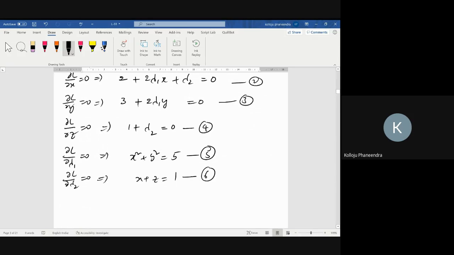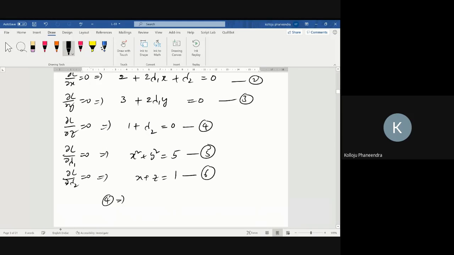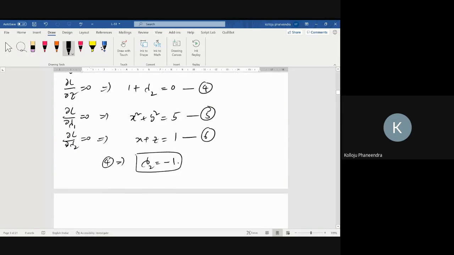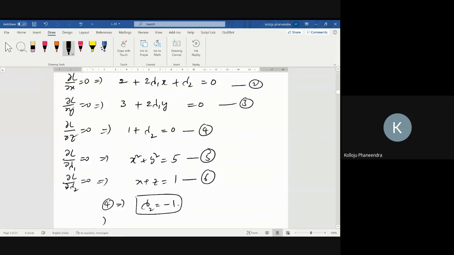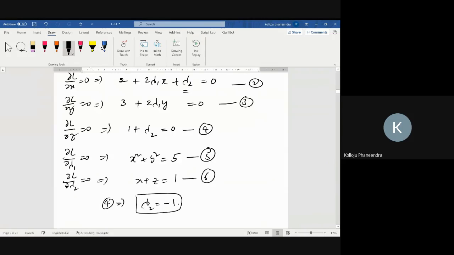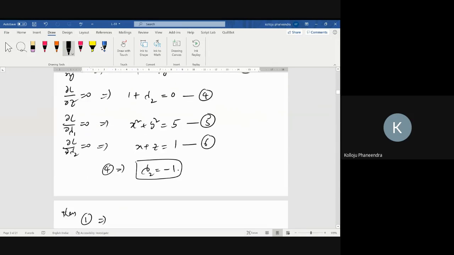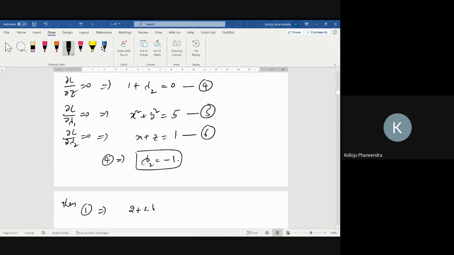First one, from 4, what I am getting from 4, lambda 2 equal to minus 1. This is fixed over. Now from 1, what is 1 implies? See, lambda 2 is known, therefore 2 plus 2 lambda 1 x minus 1 equal to 0. That means what? This is 1.